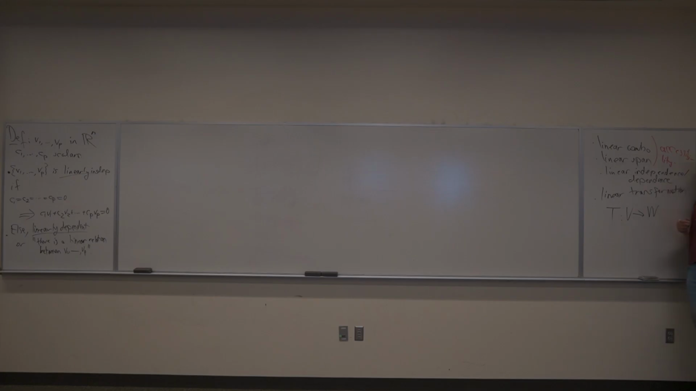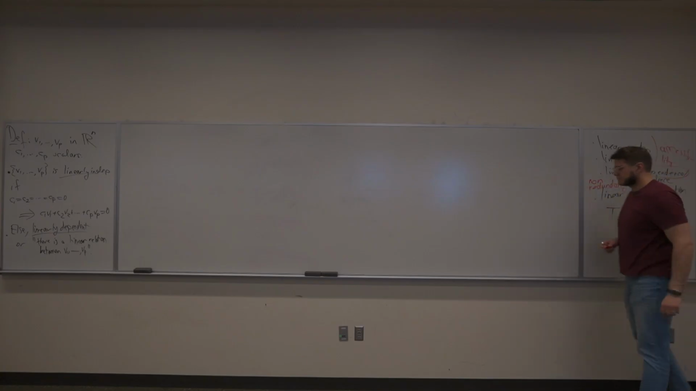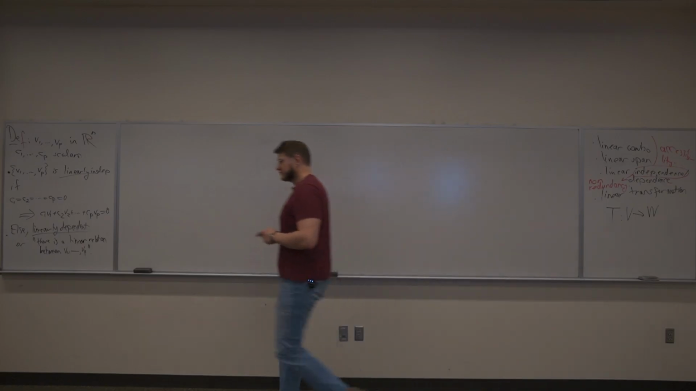This is sort of the other side of the medallion in a sense. Independence is when you have no redundant vectors, and its opposite, that's kind of confusing, but dependence is when you have redundant vectors. Okay? So this independence, non-redundancy. And then we'll talk about this linear transformation business.